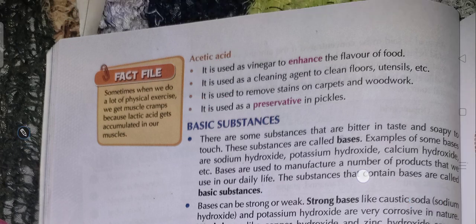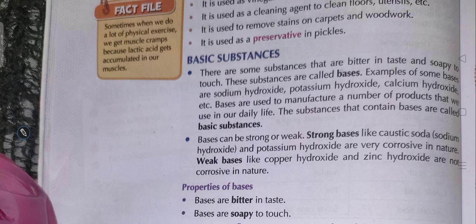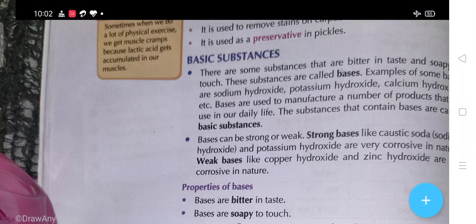Now the basic substances. What are the basic substances? There are some substances that are bitter in taste and soapy. These substances are called bases. So students, we are talking about bases, and the nature of a base is bitter in taste and soapy to touch. For example, sodium hydroxide, potassium hydroxide, calcium hydroxide. These are examples of bases.